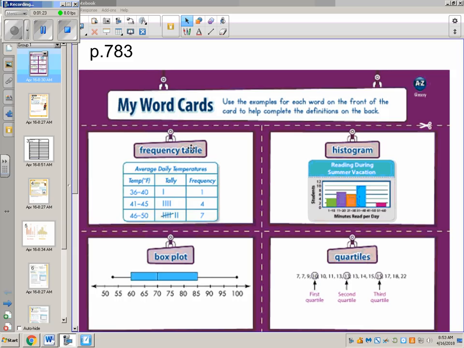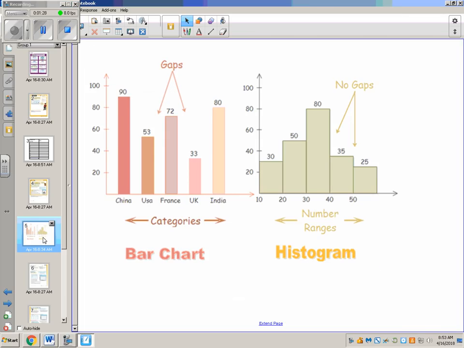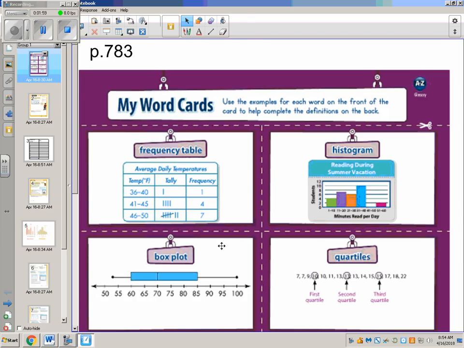Now histograms, a lot of times people get those confused with bar graphs. Histograms and bar graphs are different. Bar graphs, or bar charts as this is called, have gaps in between the bars. Histograms do not have gaps. The other main difference is that a bar graph would have categories at the bottom, like this one has China, US, France. Sometimes when you guys were younger, you probably did color graphs, like what was your favorite color? And you would have green and orange and different things at the bottom. Histograms have numbers or ranges of numbers at the bottom. So that's our main difference between those two.